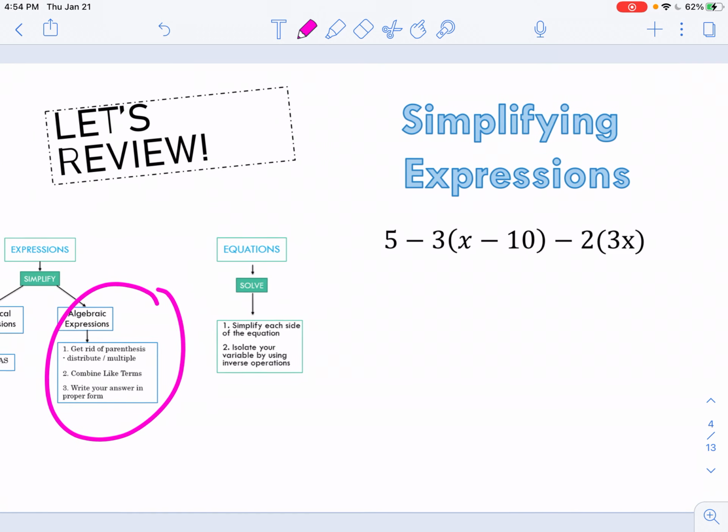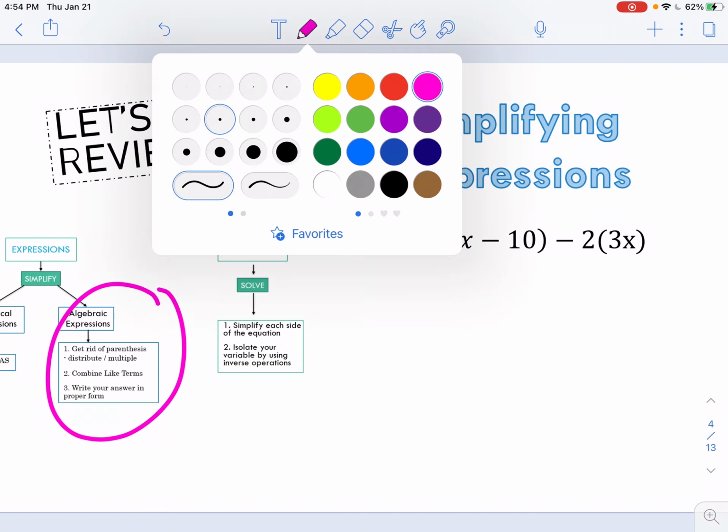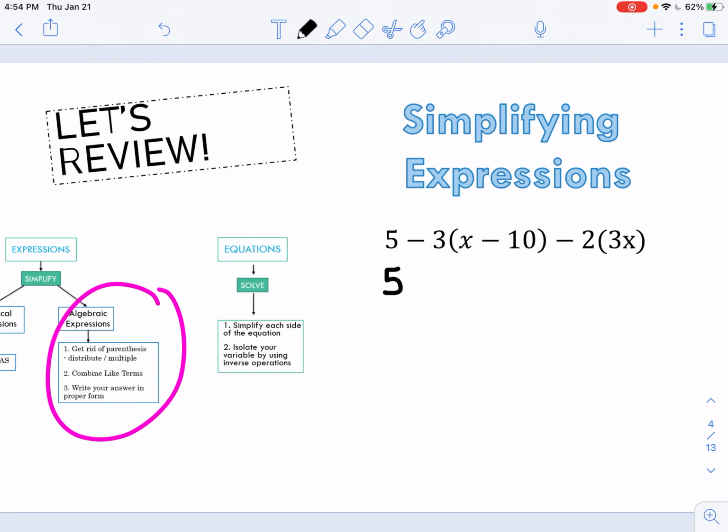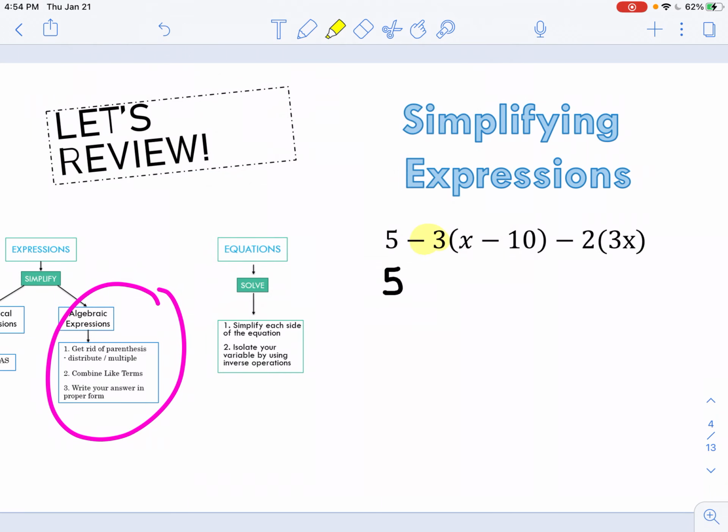So let's go through this process. I'm going to take a look at my steps here and I'm going to ask, can I get rid of any parentheses? Yes, right? So the first thing I'm going to do is bring down this first 5 and then I'm going to ask myself, what number am I distributing? Good, I'm distributing that negative 3. So I'm going to take this negative 3 and distribute it to each term inside the parentheses. What's negative 3 times x? Good, negative 3x. What's negative 3 times negative 10? Excellent, positive 30. Then I stop distributing because my parentheses have ended.